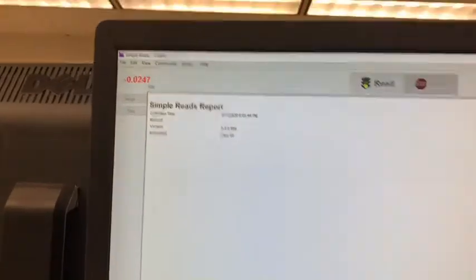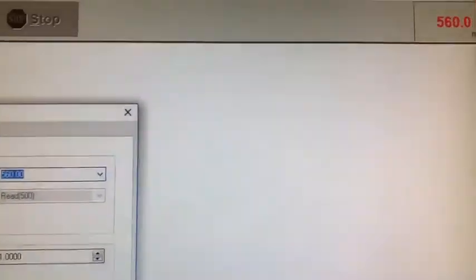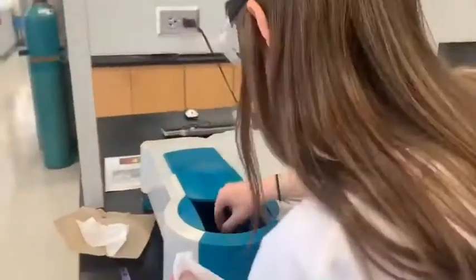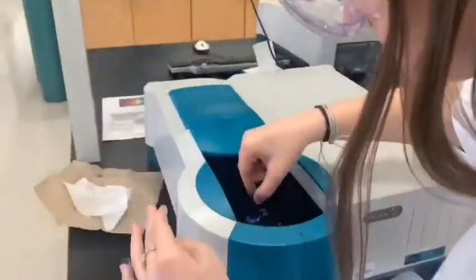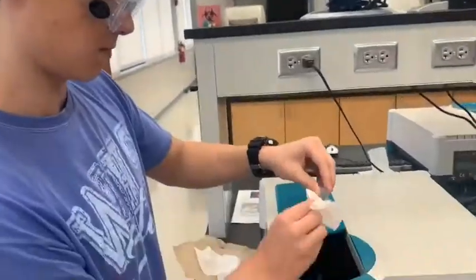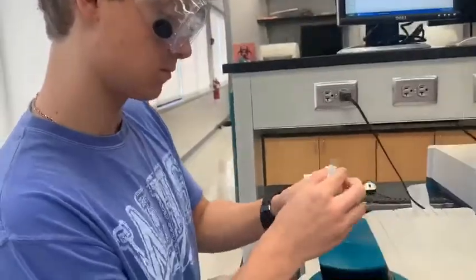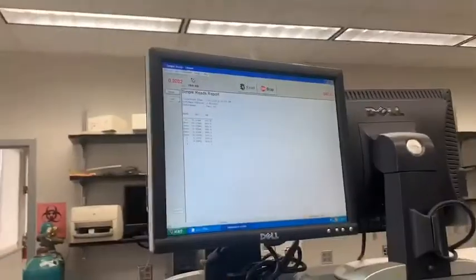After using Scan to identify which wavelength to scan the solutions at, you should proceed to simple reads and adjust the settings of the wavelength to be about 560. Next, find the absorbances of all the solutions. As you're scanning all of your solutions at the specific lambda max, be sure to record all of the absorbances that you get from the spectrophotometer into your notebook. This is an example of what your notebook should look like.